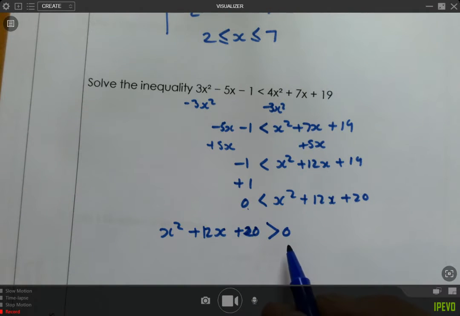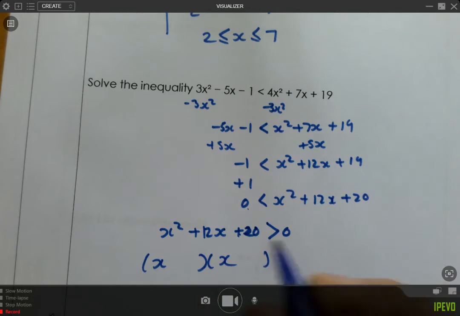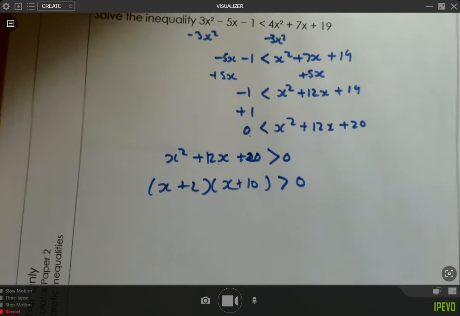So, factorise that. That's x, that's positive, so both signs must be positive. Factors of 20 are 2 and 10, that add to make 12, and that is bigger than 0. Right, so now let's think about the graph.